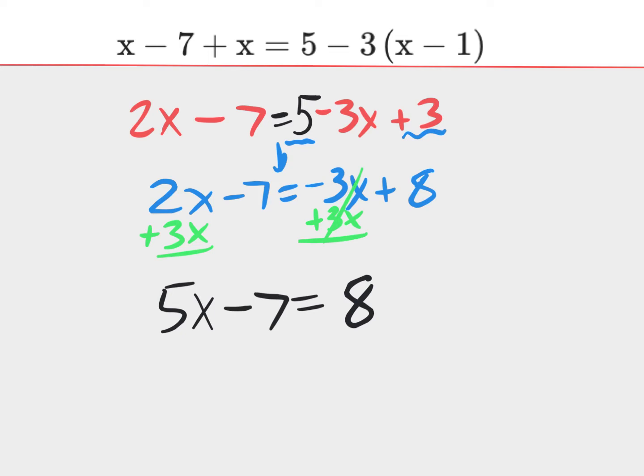We almost have x by itself. We're 2 steps away. So I need to get rid of the -7 first. How do I get rid of a -7? By adding 7 and adding 7. We now have a 5x equaling 15.